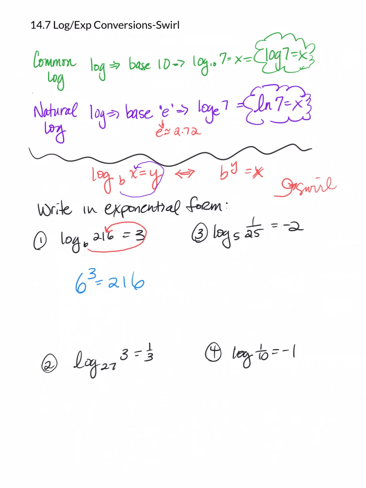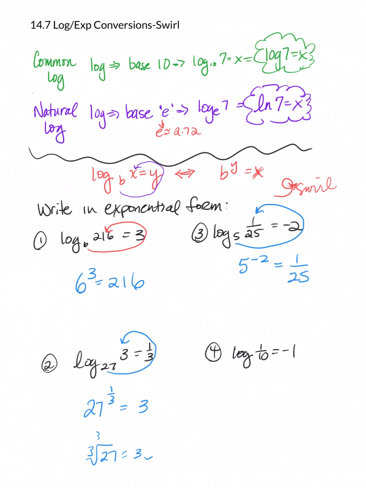It's just rewriting. Look at number 2. If I swirl here, it's 27 to the 1/3 power equals 3. Remember, 1/3 power is like the cube root. That's like saying the cube root of 27 is 3, and that's a true statement. I just want to remind you of what the rational exponents look like. Look at number 3. If we swirl here, what is our base? 5 to the -2 equals 1 over 25.